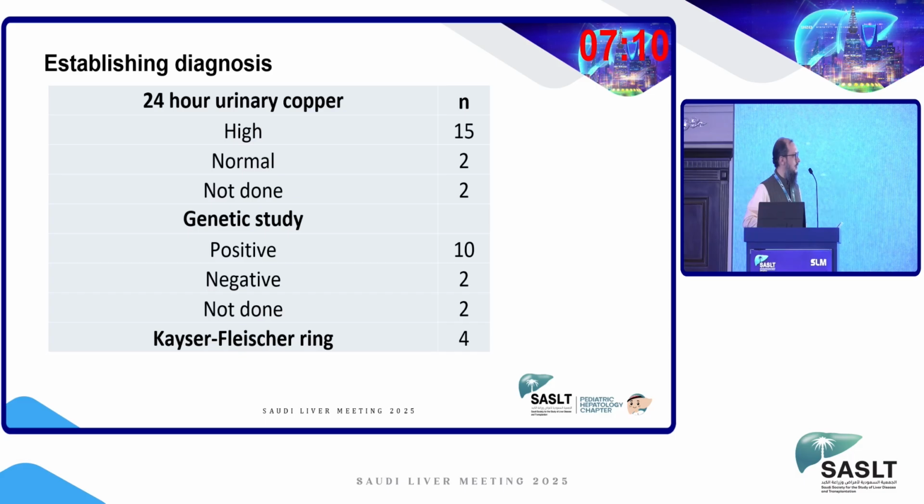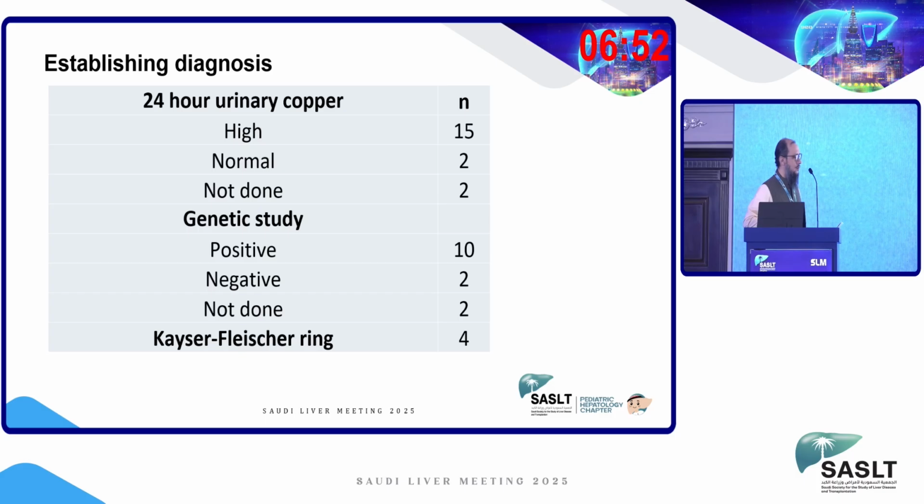So out of these 19 children, 15 of them had high 24-hour urinary copper. We were not able to do the 24 hours in 2 of the children because of the time constraint and that they needed urgent liver transplantation. And in 2 individuals, it was normal.